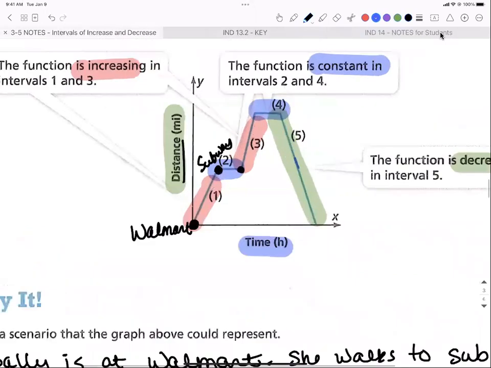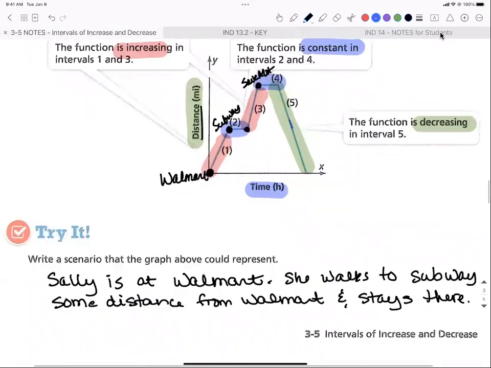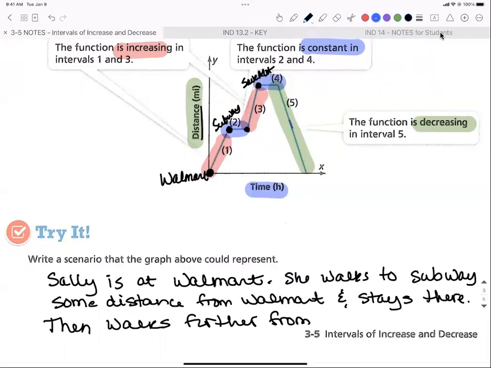All right, now she takes off again. Where's she going next? What's her next stop? Corbin? Save-A-Lot. All right, she's at Save-A-Lot. So she then walks further from Walmart, right? She gets further away. Her distance from Walmart gets bigger. She walks further from Walmart to Save-A-Lot.